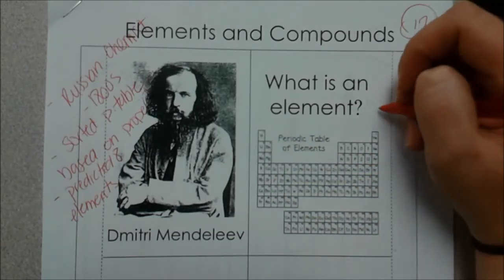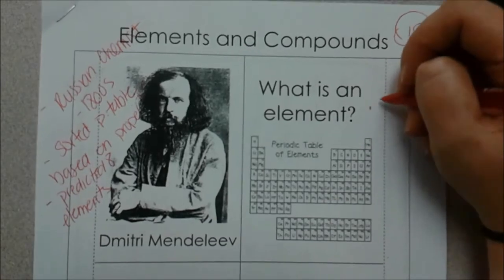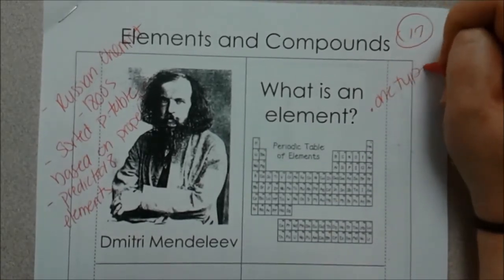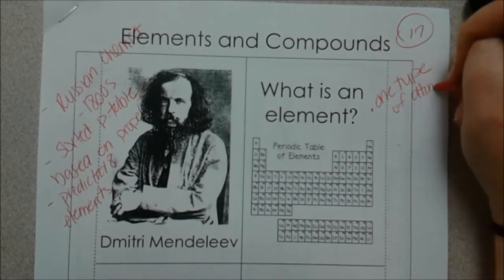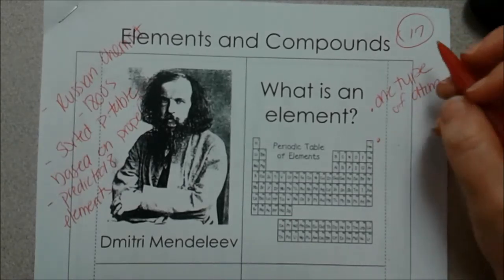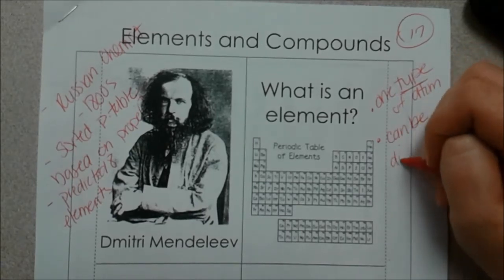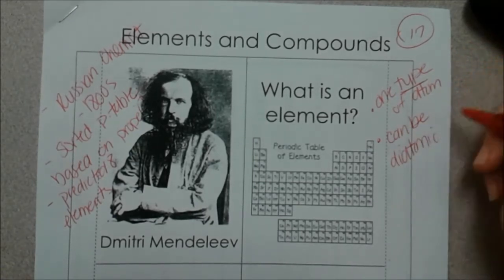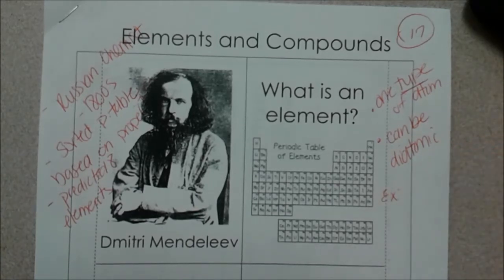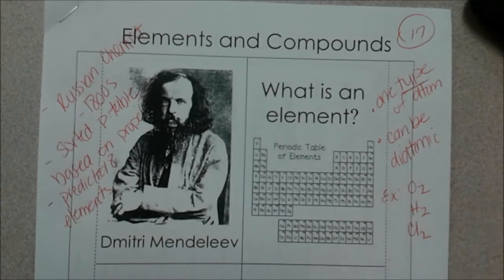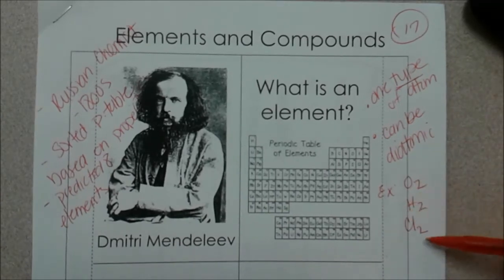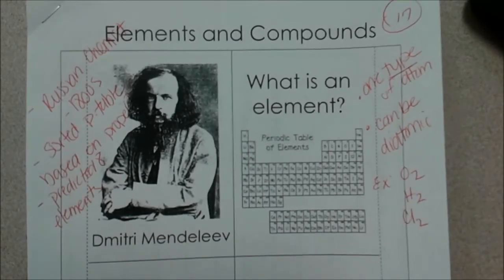So what is an element? An element is one type of atom. So it's a singular type of atom. They can be diatomic. For example, oxygen forms with itself naturally, as well as hydrogen and chlorine. Those are just some examples. So these are all elements because it's the one type.